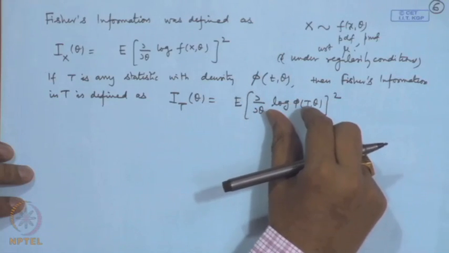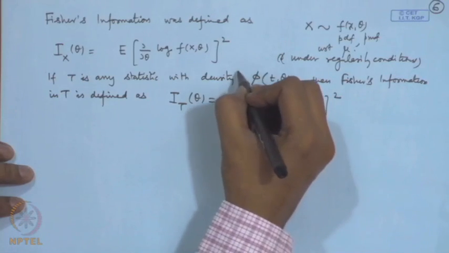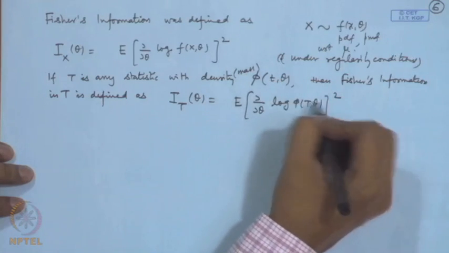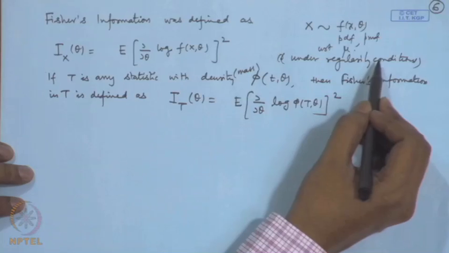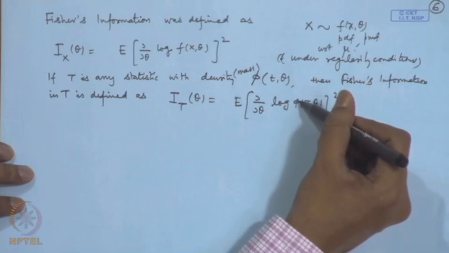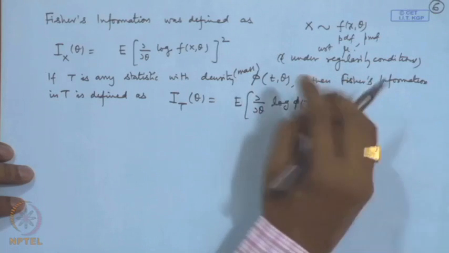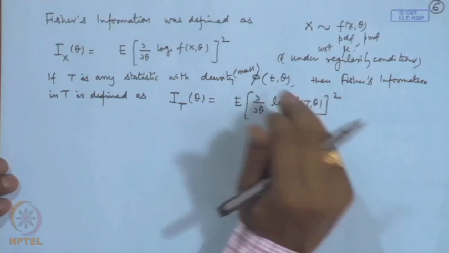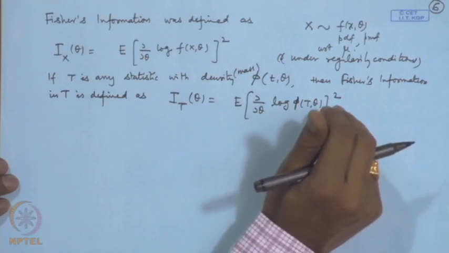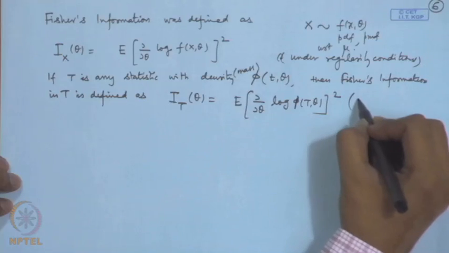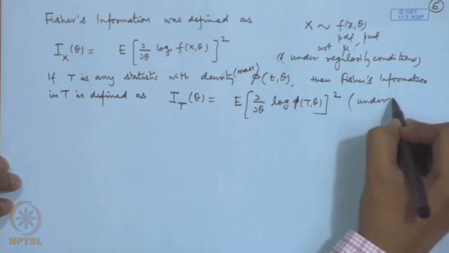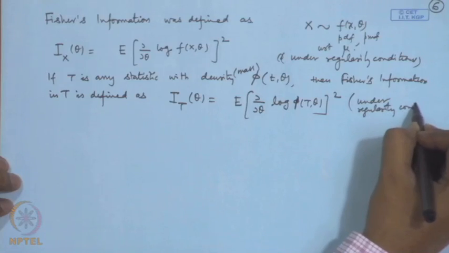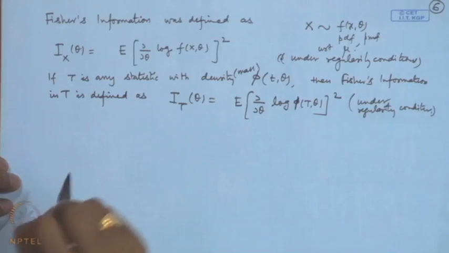Once again we are making assumptions. This could be a PDF also or a PMF, and we should have the regularity conditions satisfied for phi also. That means we should be able to differentiate the density with respect to the parameter, we should be able to differentiate under the integral sign. So here also, under regularity conditions being satisfied.